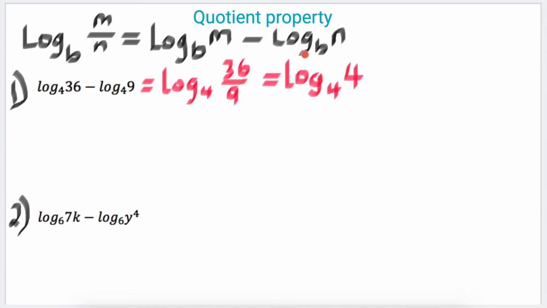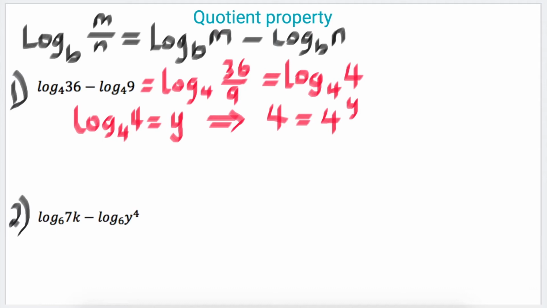So now we want to simplify further this logarithm. Log base 4 of 4 equals y. I'm going to rewrite this logarithm in the exponential form. So I want to figure out what is the exponent of 4 that gives me a 4. And the exponent of 4 that gives me a 4 is just a 1. So the simplified form of this difference is just a 1.